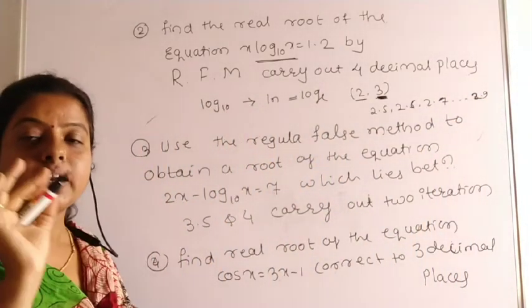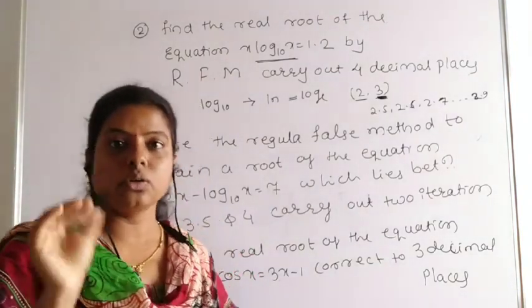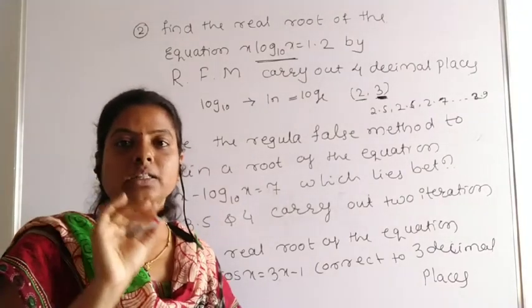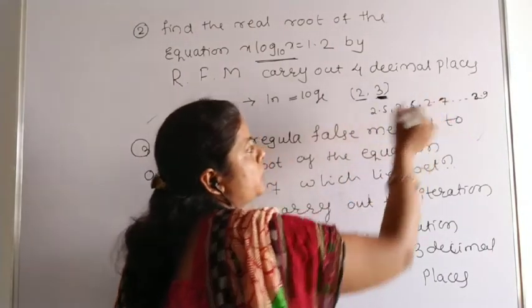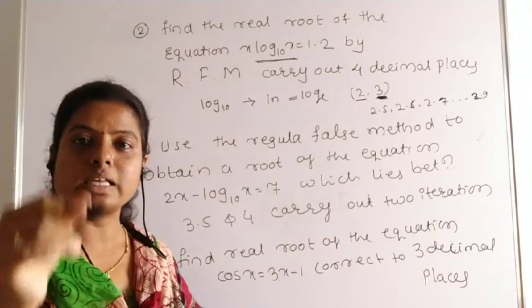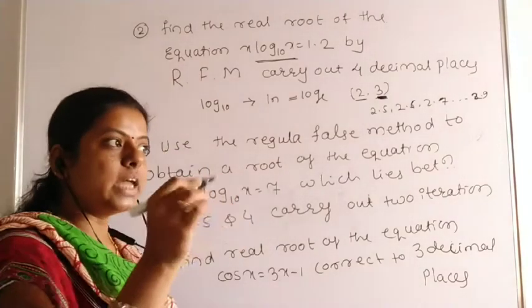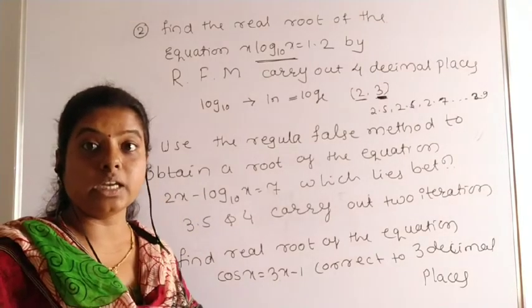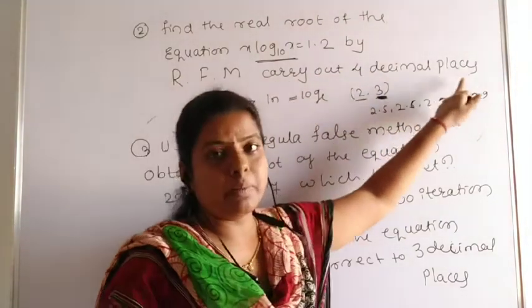If f of 3 is in the neighborhood of 0, then you have to consider the middle of 2 and 3, with values 2.5, 2.6, 2.7, 2.8, 2.9. In between you have to get the less than and greater than values. By using those roots you have to take the first iteration, second iteration, third iteration. And one more thing, carry out 4 decimal places.